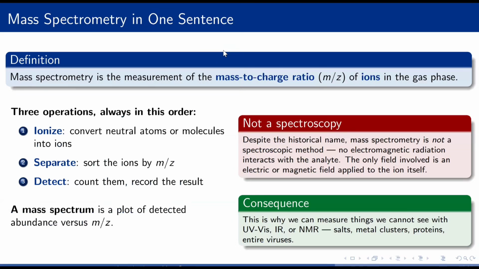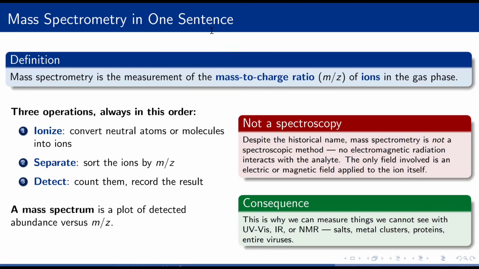Let's begin with the simplest possible definition. Mass spectroscopy is the measurement of the mass-to-charge ratio of ions in the gas phase. Every mass spectrometer ever built does exactly this and nothing else. Notice 3 important words. First, mass to charge, not mass. We measure the ratio, not the mass directly.